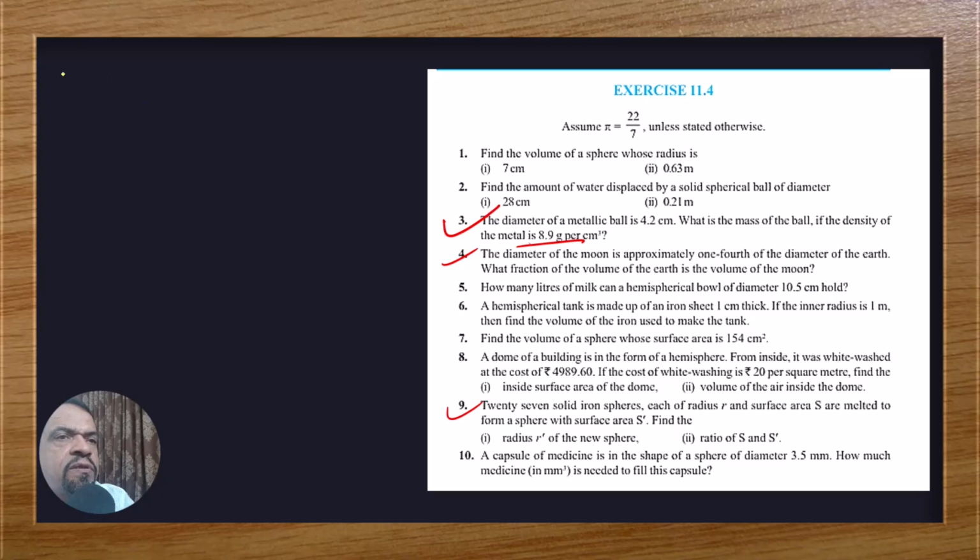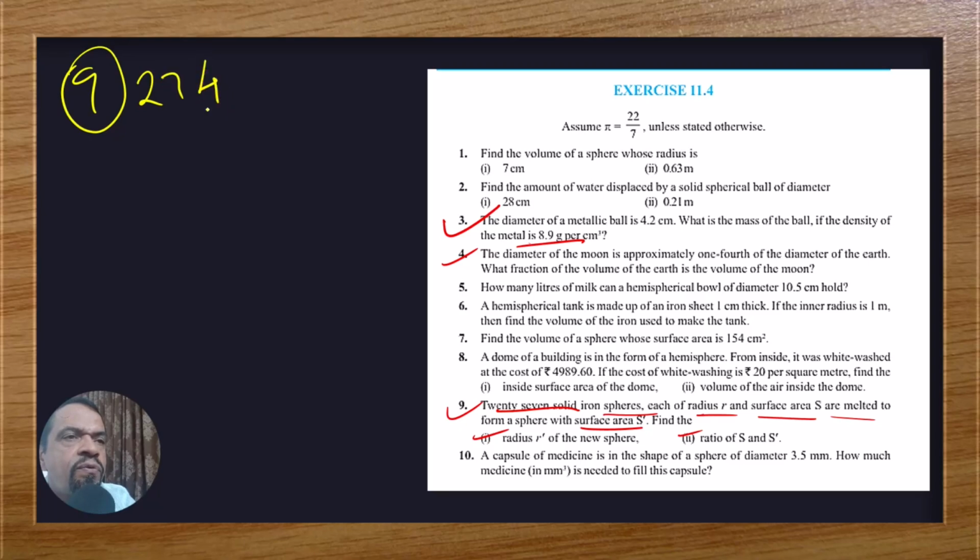Now next logical question, number 9. 27 solid iron spheres, each of radius r and surface area s, are melted to form a sphere with surface area s dash. So in the first part you have to find the radius r dash, and in the second part the ratio of s and s dash, the surface areas ratio. Now see students, in the conversion the material will be unchanged. Material means the volume will be unchanged. So we compare the volume: 27 times 4 upon 3 pi r cube. Initially it is given 27 spheres of radius r equal to 1 sphere of radius r dash.